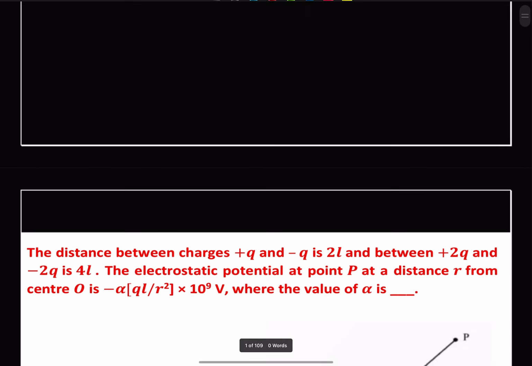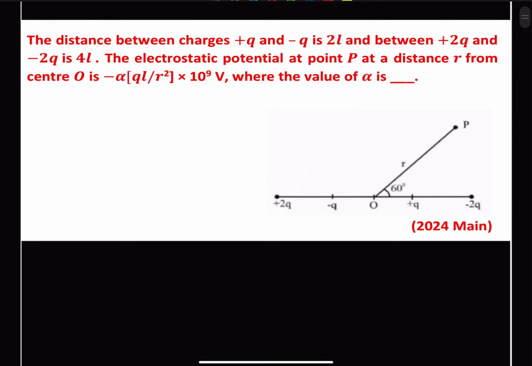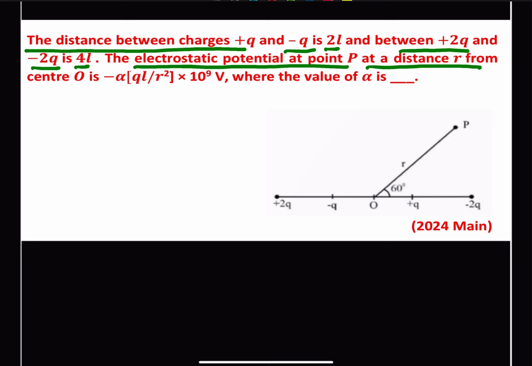So the first question states that the distance between charges plus q and minus q is 2L, and between plus 2q and minus 2q is 4L. The electrostatic potential at point P at a distance r from the center O is minus alpha QL upon r square into 10 to the power 9 volts, where the value of alpha is.